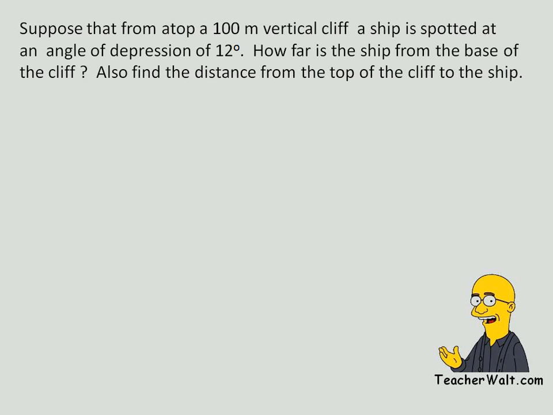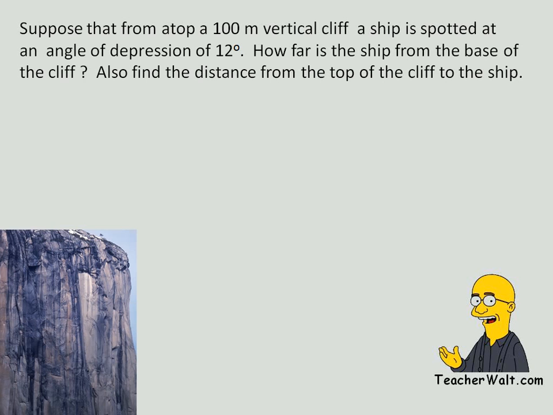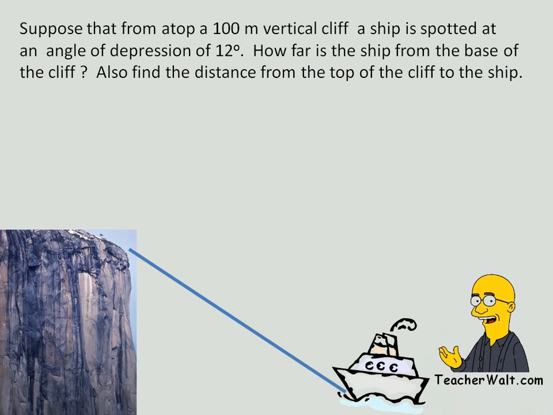Okay, so let's see if we can draw this picture. We've got the cliff, we've got the boat, and obviously we need to draw a line from the top of the cliff to the boat. Now that is one of the questions that we were asked. What is the distance from the top of the cliff to the boat? So that's what we want to find. We want to find the length of that line. And you can see here that a right triangle is formed. Now we also know that the cliff is 100 meters high.